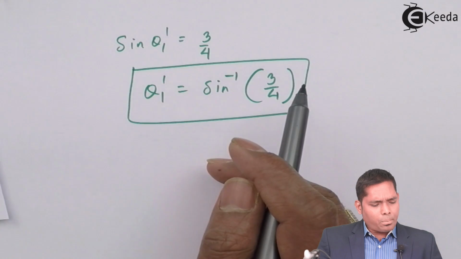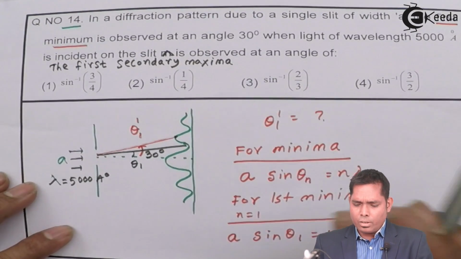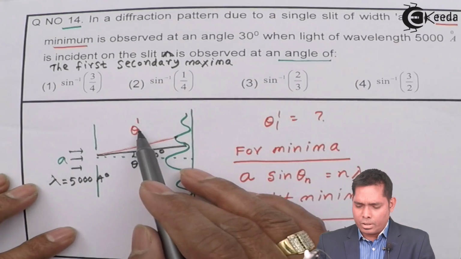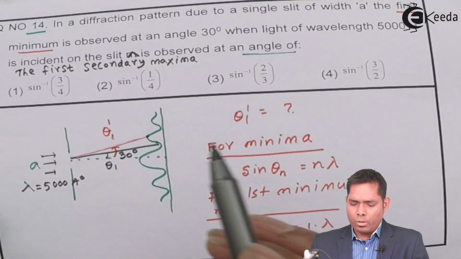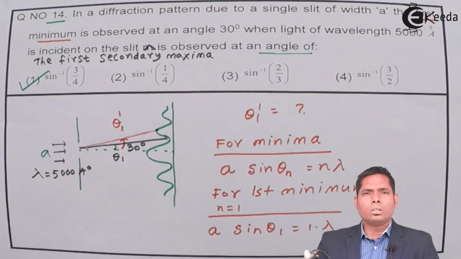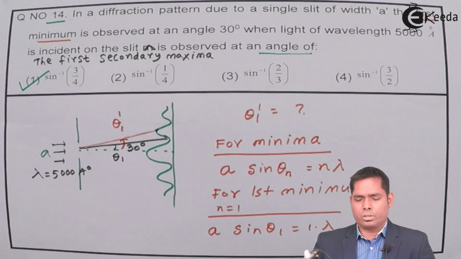If I see the options, where the first secondary maxima is formed, you have to find the angle theta 1 prime, and I'm getting sine inverse 3 by 4, which is the first option. Therefore option number 1 is the correct answer to this question.